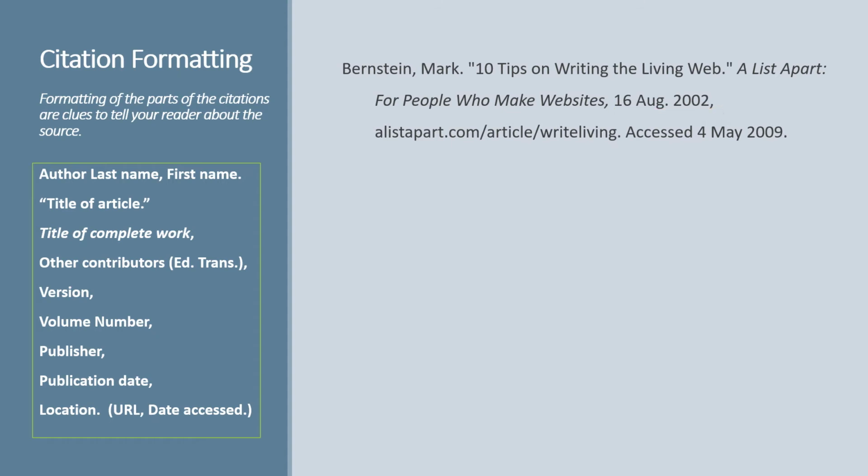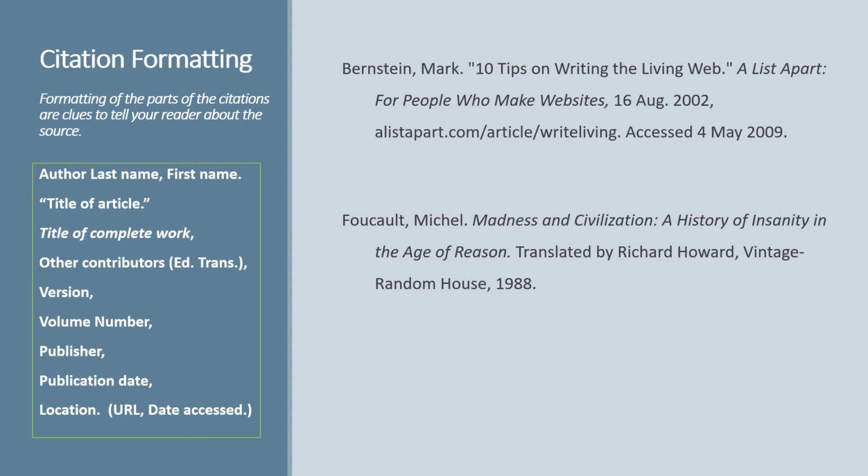For the location, we have the web address and the date that the person accessed it, May 4th, 2009. Our next example is a book. I can see because there is no website listed and no database title. The book is written by Michael Foucault, which is listed first, last name, then first name. The title of the book we see is Madness and Civilization, A History of Insanity in the Age of Reason.